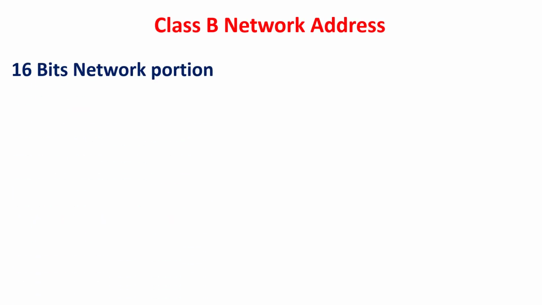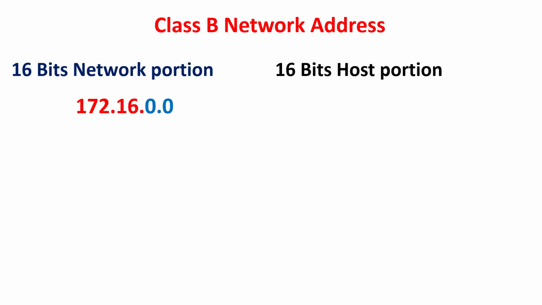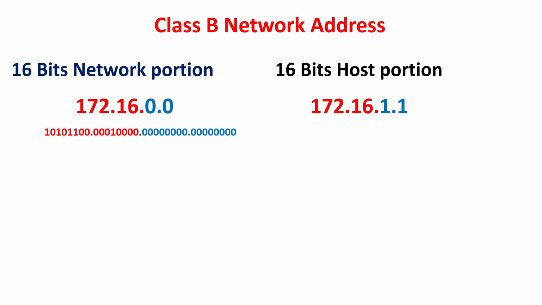Now, class B network addresses, as we said, have a 16-bit network portion. When you read 172.16.0.0, this is the network portion, and the other 16 bits are for the host portion, like in the same IP address 172.16.1.1. This is the host portion, and this is how we write the network portion in binary, and here is how we write the host portion in binary.